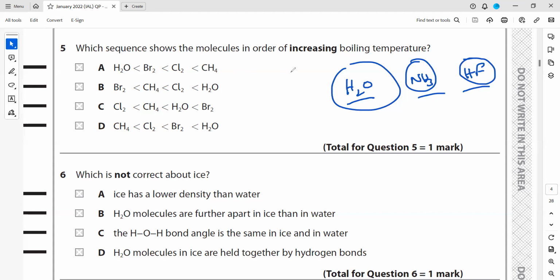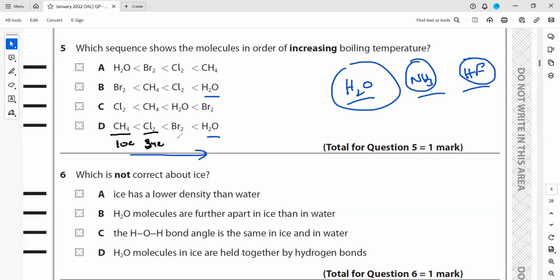So either D can be the answer or B, because that is the highest increasing order. Then the other molecules like CH4, Cl2, and Br2 all have induced dipole forces. And induced dipole forces increase as the number of electrons increases. So in the case of methane, how many electrons will be there? Carbon is 6 electrons and hydrogen 1, so the total will be 10 electrons. Each chlorine is 17, so 2 will be 34 electrons.